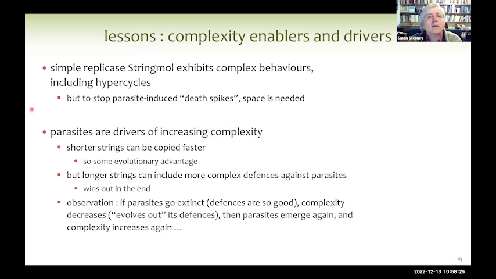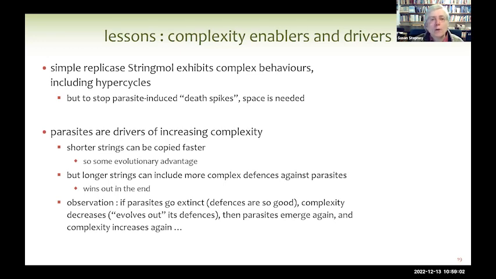So what we can learn from seeing this is that even this simple string model exhibits quite complex behaviors, including hypercycles. But in order to stop these death spikes, you do need to have space. Space allows parasites in one area to die out, but parasites in the other area to have defenses evolved against them. But it seems to be this parasitism that's the driver of the increasing complexity of the various strings and their behaviors.